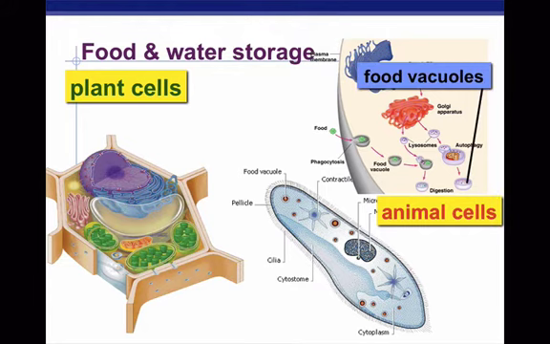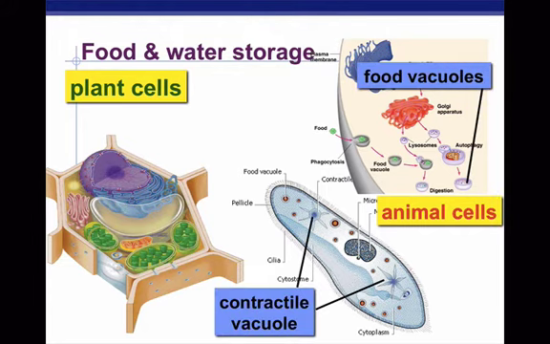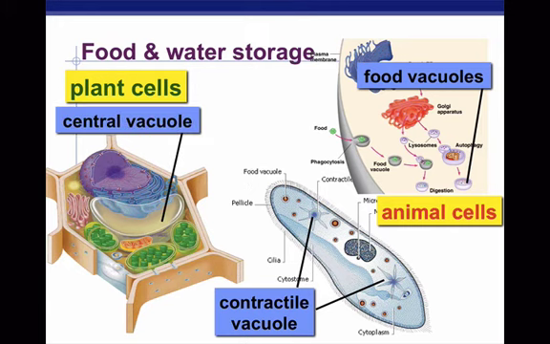So we have plant cells, we have animal cells, and the one in the middle is actually a protista called a paramecium. So here in the plant cell, we have a central vacuole. And in the central vacuole, you can see that it's filled with water. So it's like a big old balloon.